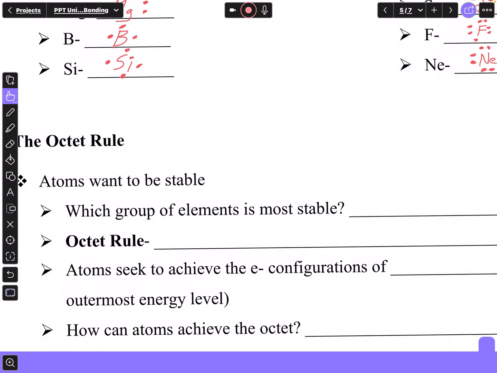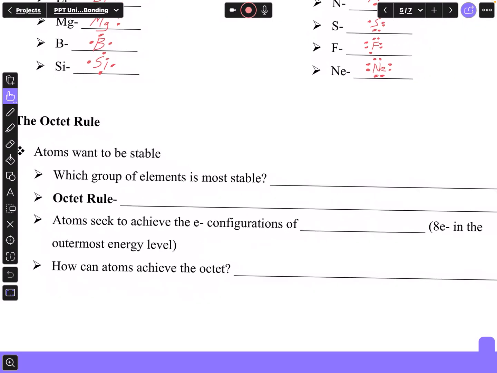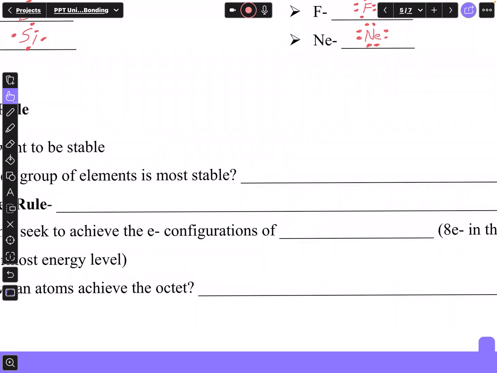So the octet rule says that atoms want to be stable. And which group of elements is the most stable? Well, it's the ones that have a full outer energy level, which is the noble gases. They have 8 valence electrons. They don't need any more.